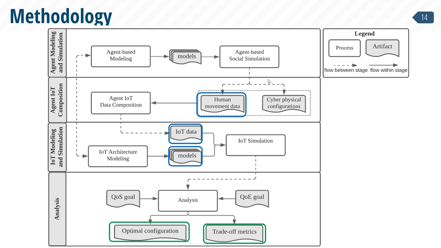We assign realistic values regarding age, gender, vision, social attachment, grouping, and so on, and run the simulation to input the IoT modeling phases. Architectural model and configuration based on the data received from the agent IoT composition, and the final step processes the IoT simulation result by considering the quality of service and quality of experience goals.